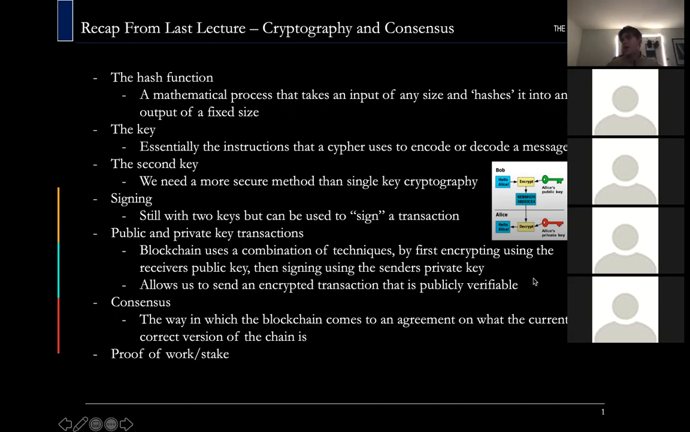And then consensus, the way in which the blockchain comes to an agreement on what the current correct version of the chain is. He covered quickly proof of work and proof of stake. I will be covering proof of work in more depth today. I will not be covering proof of stake. That will be covered in a later lecture, which is pretty interesting because things like Ethereum are hopping over to that side. But we'll get on with the proof of work and the mining.